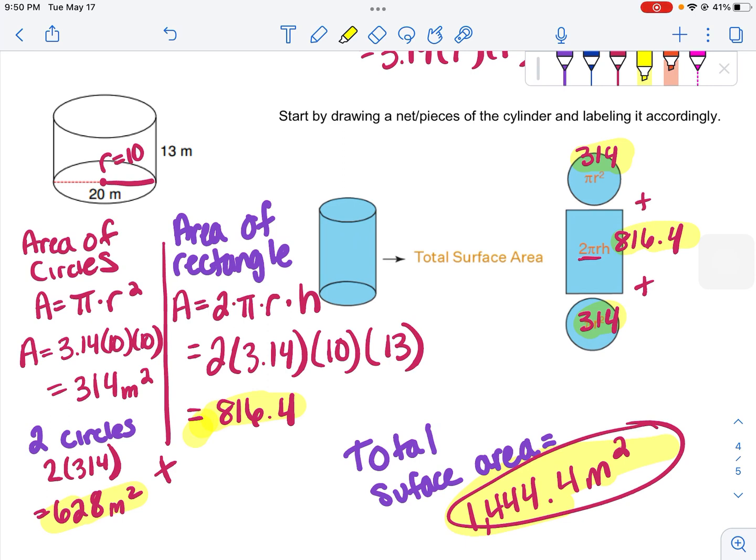So surface area is the total amount that covers a surface, where volume is the total amount that fills an object. So volume would be how much water fits into the cylinder, and surface area is how much aluminum or tin is used to make the can on the outside, or how much wrapping paper is used to wrap a box. That's surface area versus volume, which is how much can you fit inside the box.